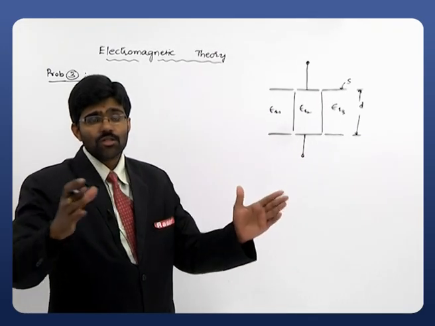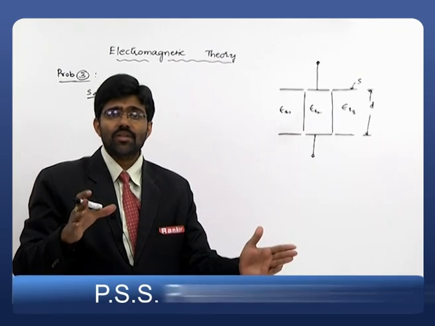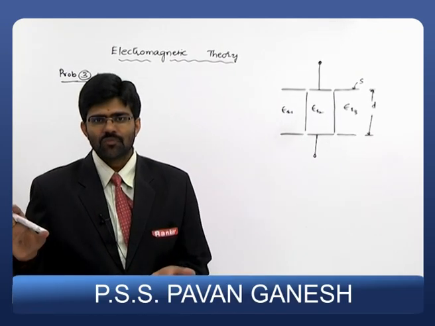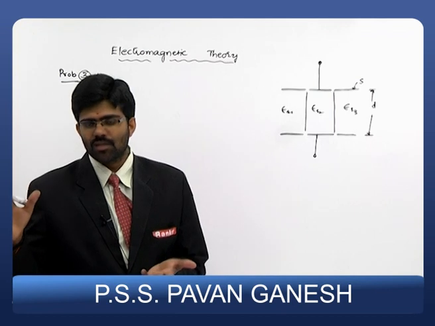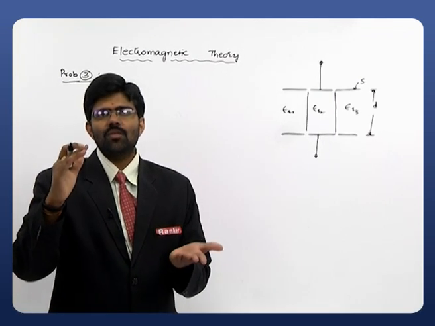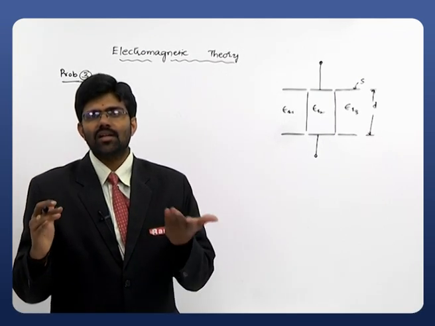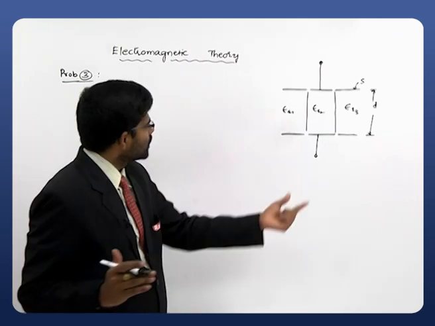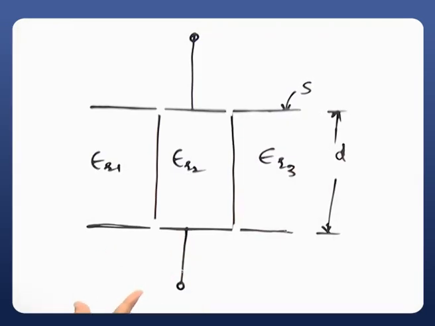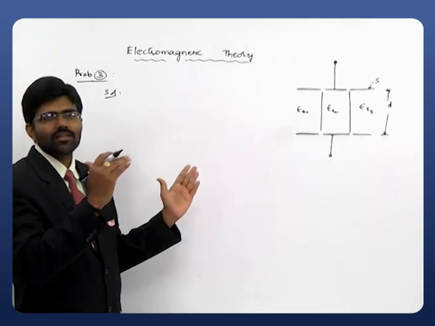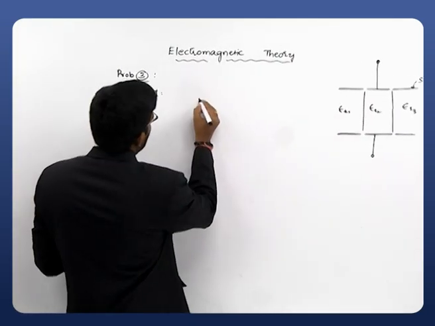So here 3 capacitors were given, and for these 3 capacitors the potential is the same. Just imagine what that particular arrangement is. If the potential is the same for all the capacitors, then they are connected in parallel. So the equivalent of this can be drawn as 3 capacitors connected in parallel. The arrangement is like this.